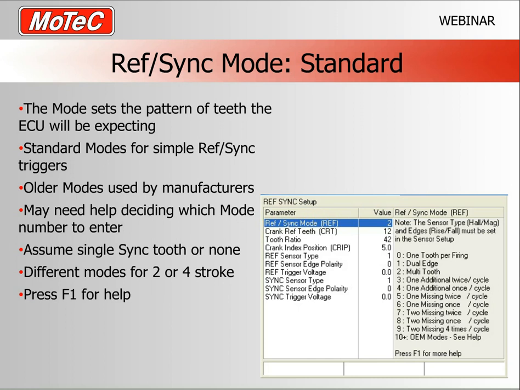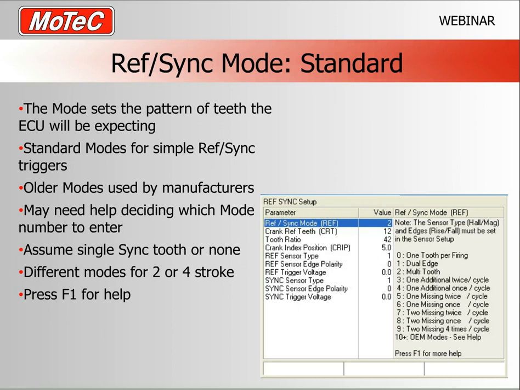Now we're moving on to the actual setup. This is, like I said before, with the software location slide. This is in the actual main setup for the ref and sync. The ref sync mode is a number or an indication to the ECU of what pattern of teeth to expect. Now we have a couple of different types here. The first one is what we would call a standard ref sync mode. Now these are pretty much what vehicle manufacturers would have been using maybe 10, 15 years ago until maybe the end of the 90s.